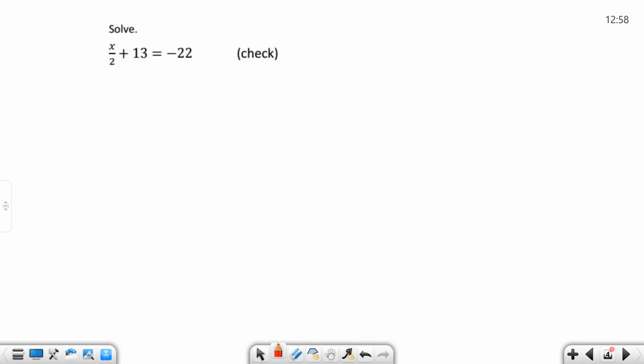So here, x over 2 plus 13 equals negative 22. And then check it. And again, check it by plugging into the original, that kind of thing. All right, I'll talk more about that when we get there.